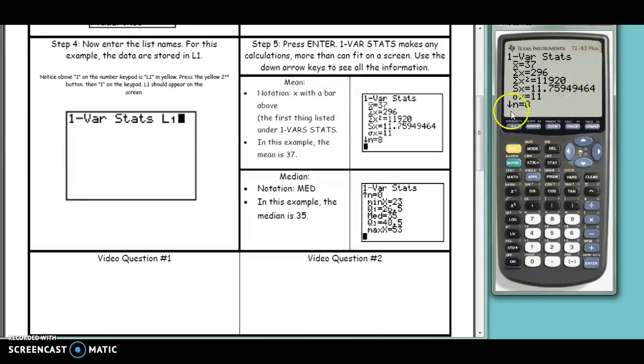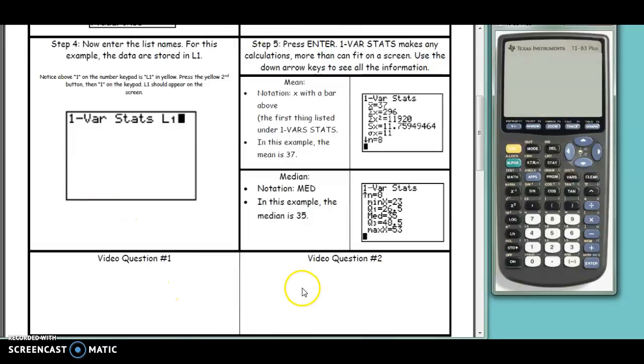So then if we arrow down, hit the down arrow key, we have some more information in there. This tells me my minimum value is 23, my maximum value is 53. Med is the median, in our example it's 35, and it also gives me quartiles, which we're going to look at later in this unit.